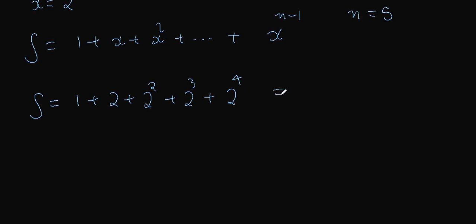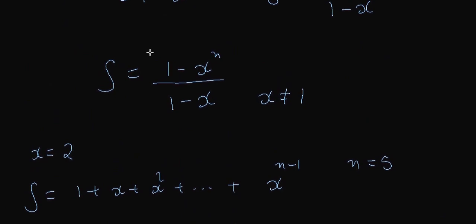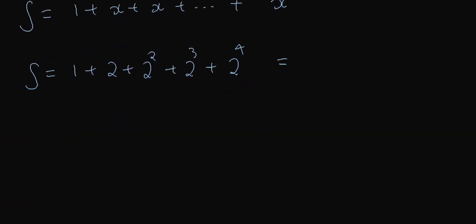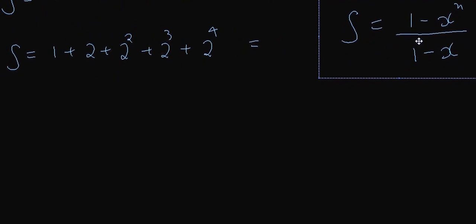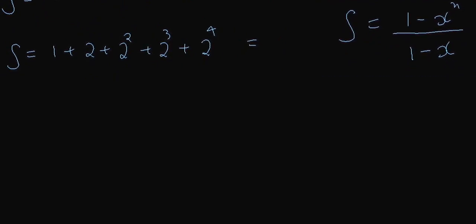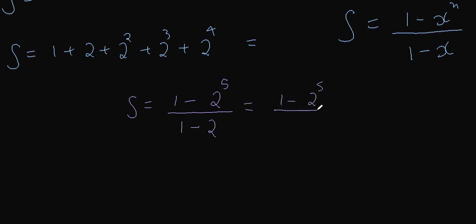So this sum, if we use this formula here, then that means that the sum is equal to 1 minus x, where x is equal to 2, so we write 2 here, and n is equal to 5, so we write the 5 there. So this is equal to 1 minus 2 to the 5th power divided by 1 minus 2, which is equal to minus 1, so this is equal to 2 to the 5th minus 1.